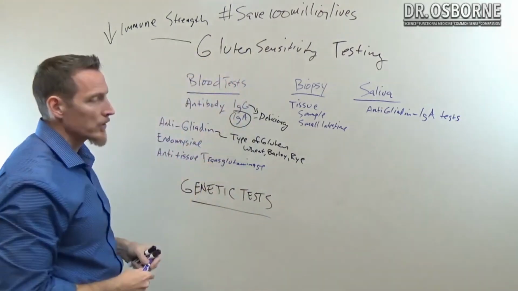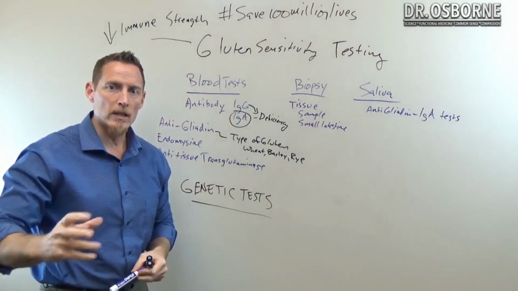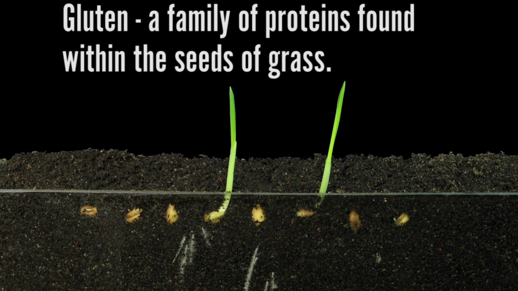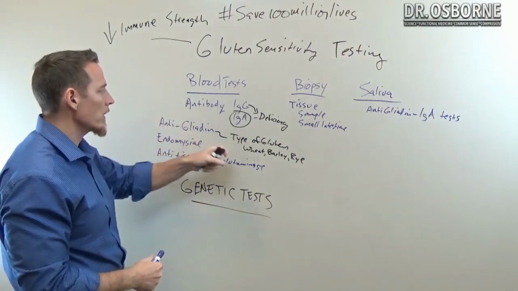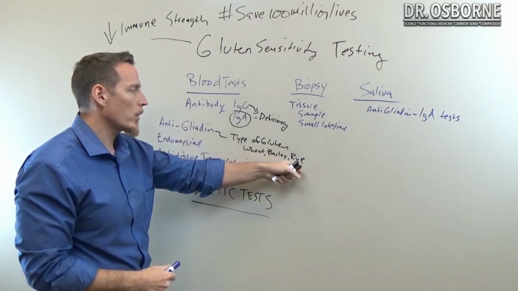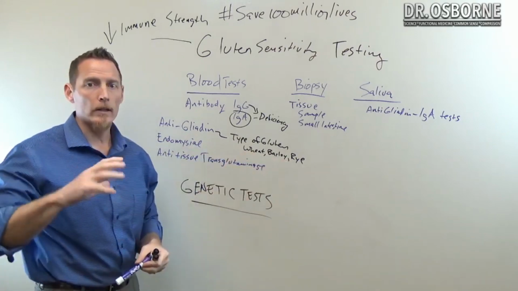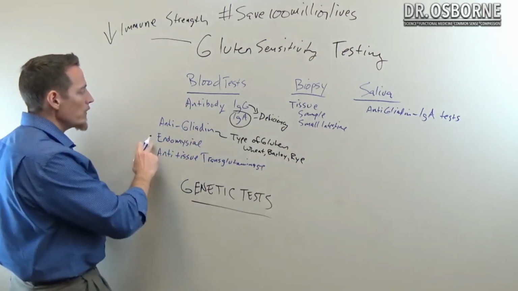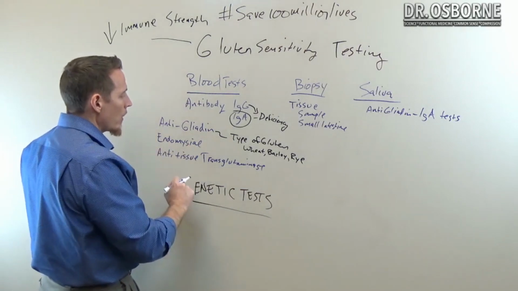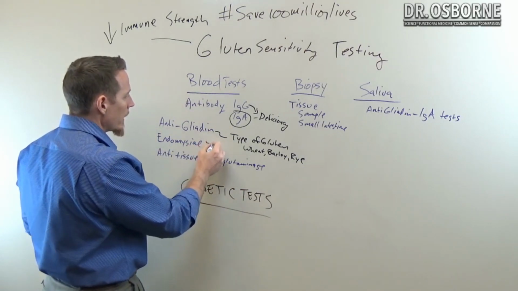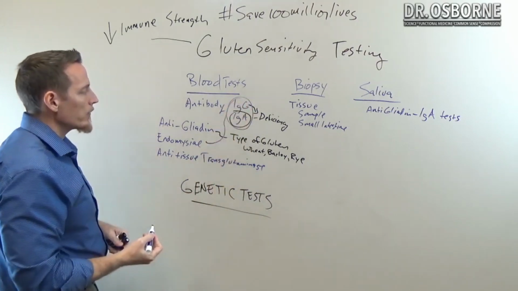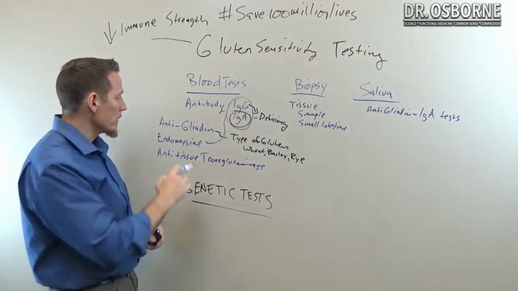Because you have to remember this, at the end of the day, gluten is not gliadin. Gluten is a family of proteins found within the seeds of grass, not just gliadin. So this test is only specific to one type of gluten found in wheat, barley, and rye, when we know there are at least 400 different types of gluten. So these endomysial antibodies, going back to what we know here, oftentimes come back false negative because of this problem.